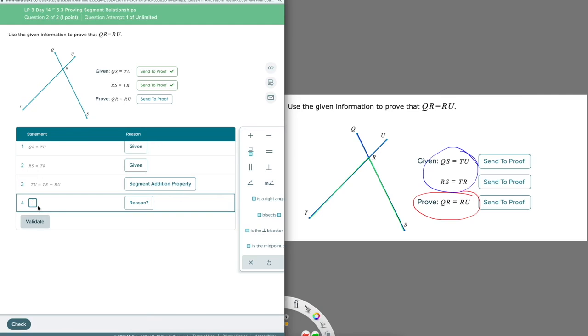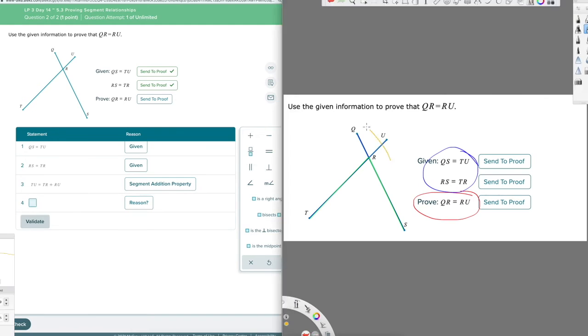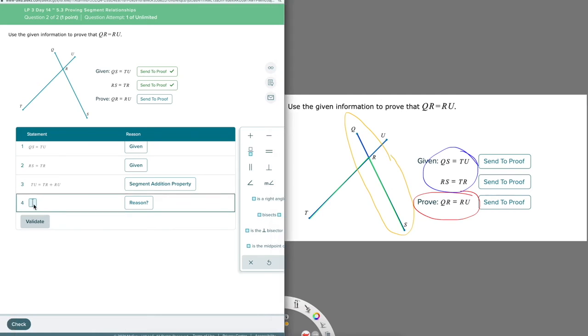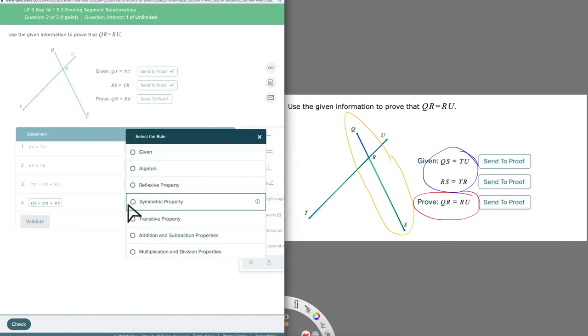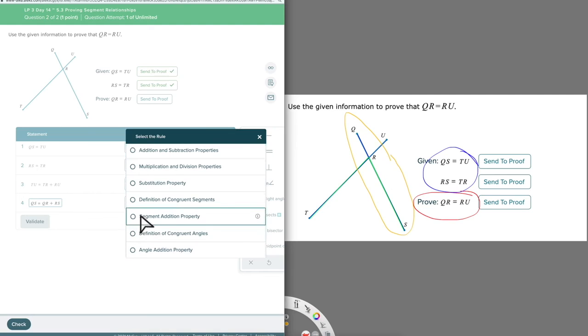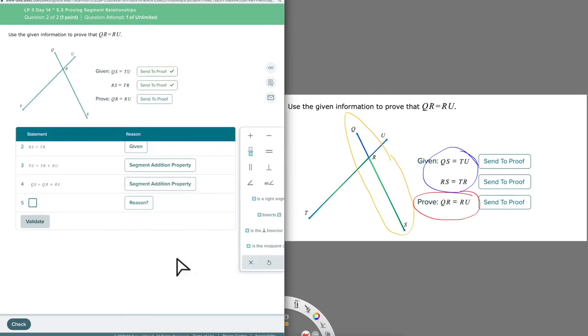So now I need to do this next segment here. So I'm going to go QS, and that's going to equal QR, which is another piece that we're looking for here, QR plus RS. So we have QR and RS. And again, the reason I'm doing that is segment addition. So now I've thrown both of these pieces in here.